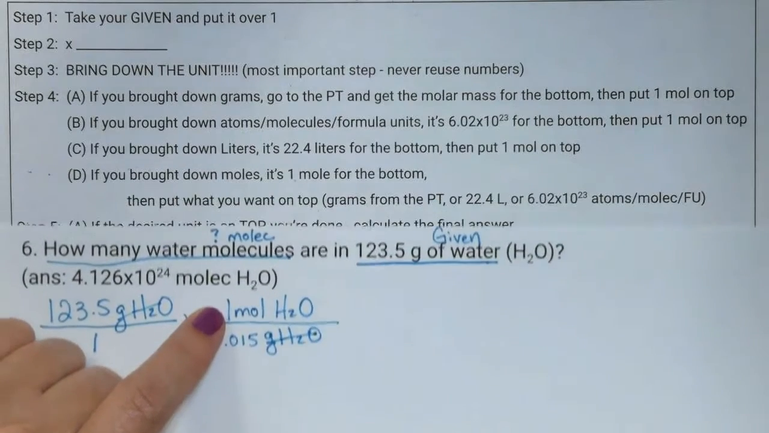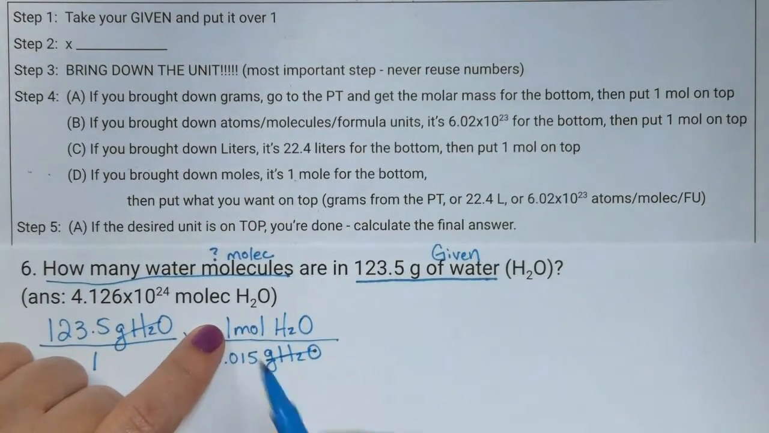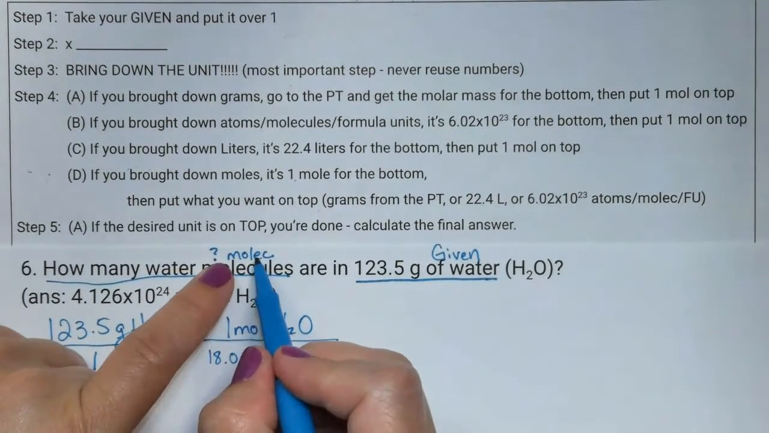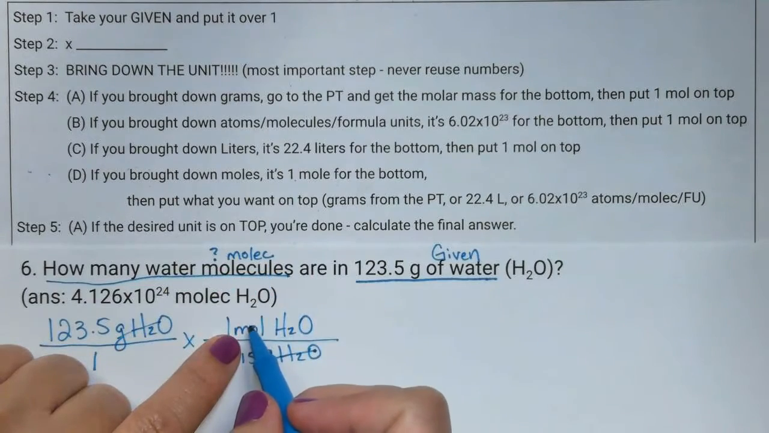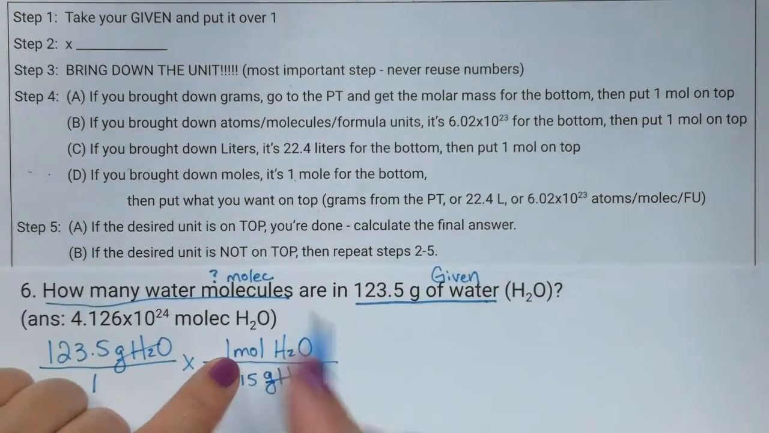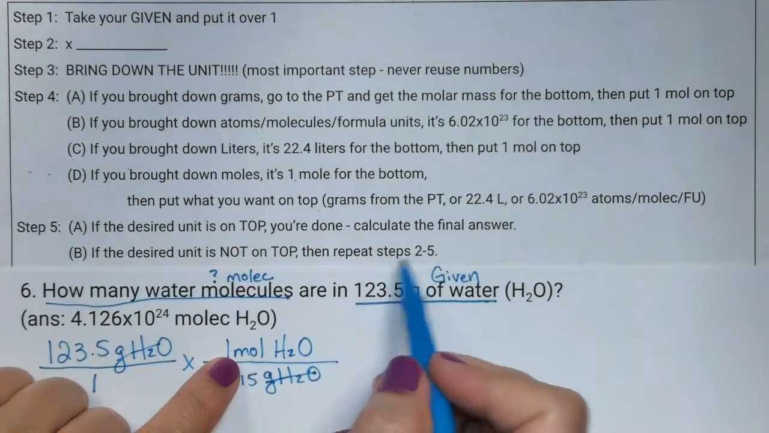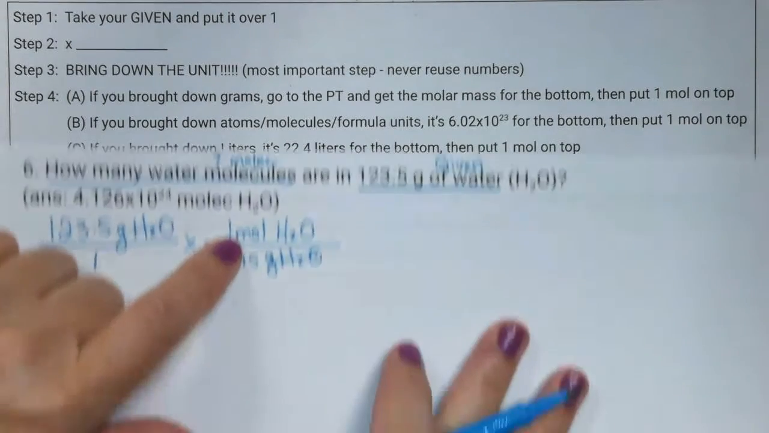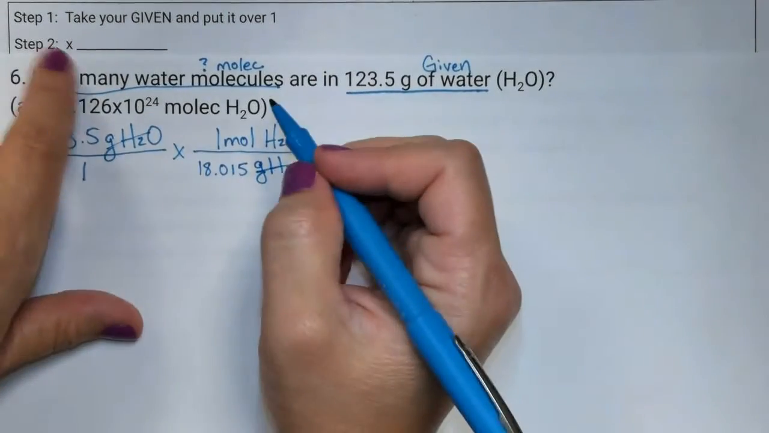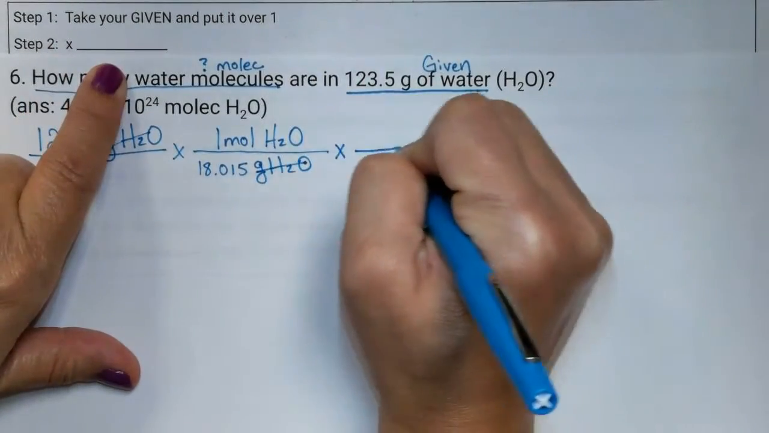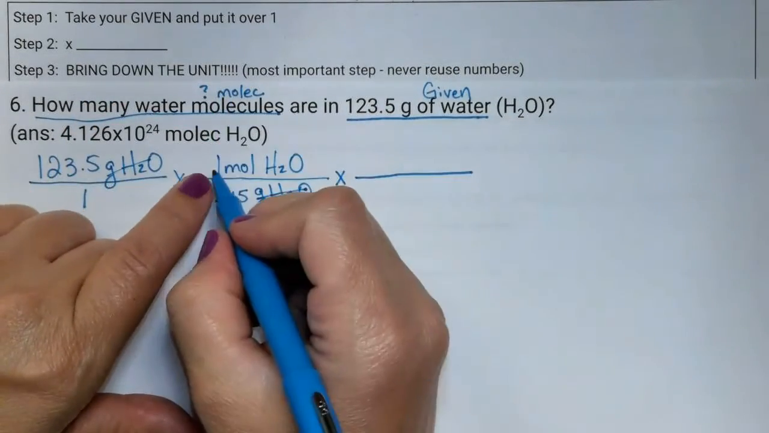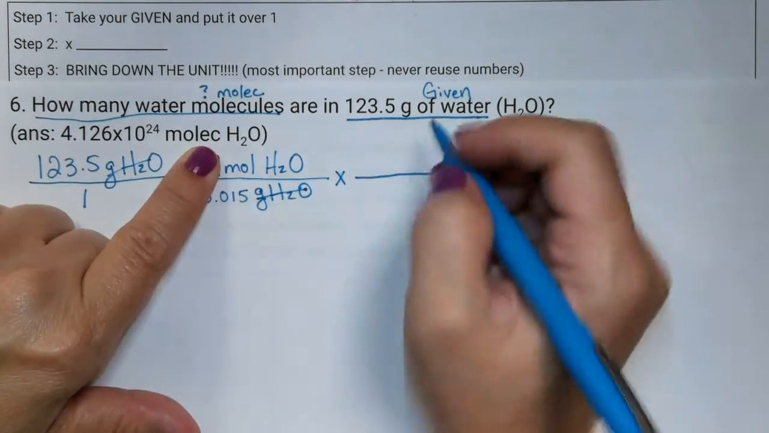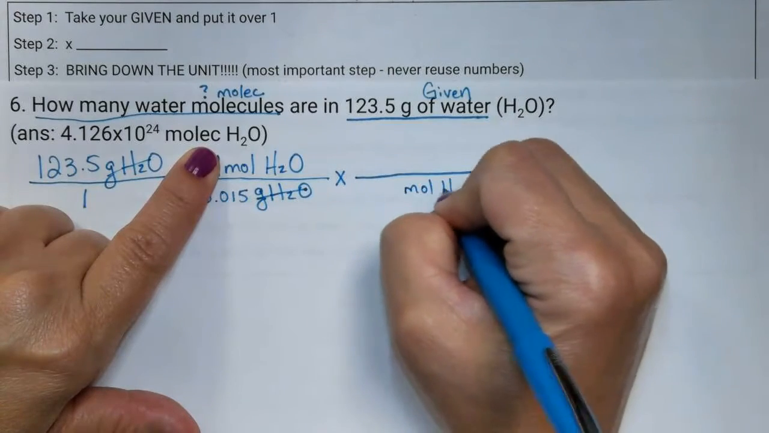Next is step 5. If the desired unit is on top, you're done. We want molecules. We have moles. Be careful not to get these mixed up. They are not the same thing. So because the desired unit is not on top, we need to repeat steps 2 through 5. So we'll go back up to step 2, which says times, draw a line. And then step 3, bring down the unit. So we're not going to bring down the 1. We'll just bring down mole of H2O.